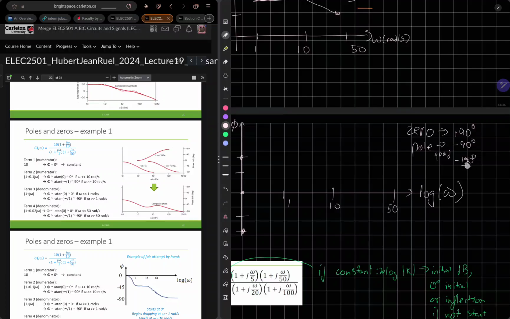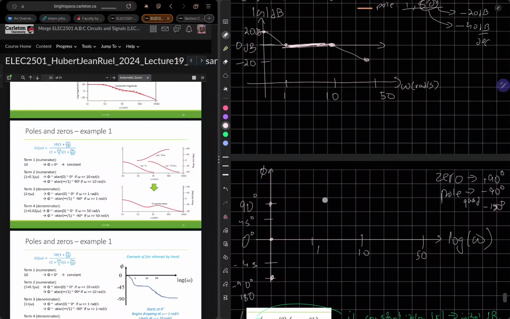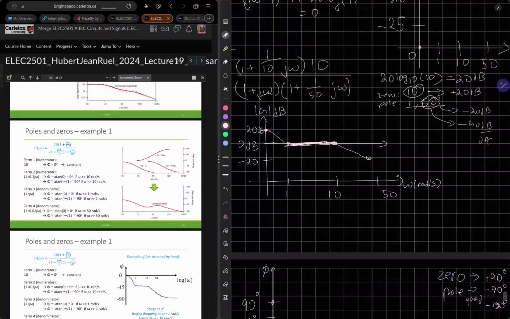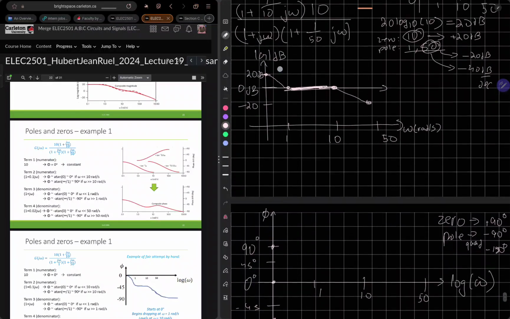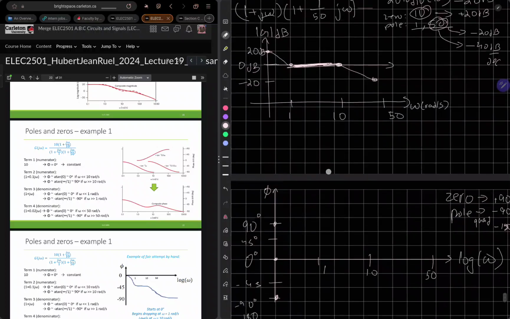And if it's a quadratic, you just do a 180 degree change. So if it's a 0, it's a positive 180 change. If it's a pole, it's a negative 180 change. From here, you would technically have to look at the poles and zeros and follow the same steps as you did for this graph. But what I like to do is I just like to infer from this graph.